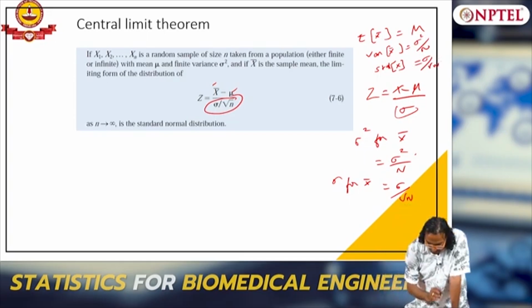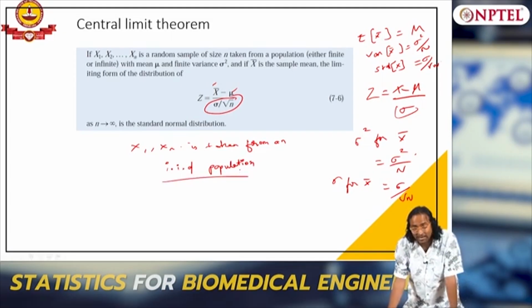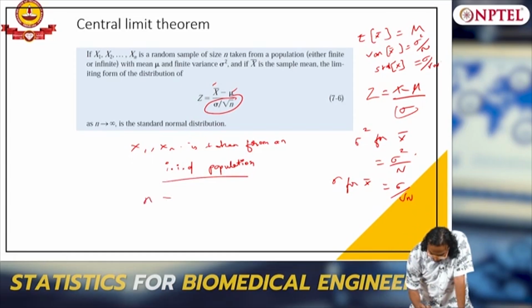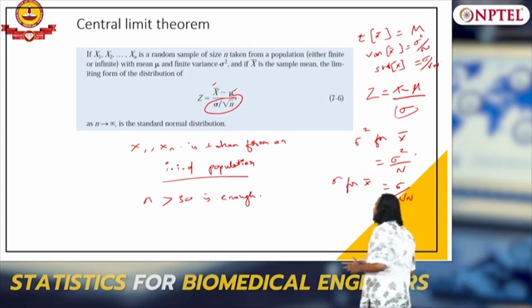So, there are catches to it. The population, so what do we do? x1 to xn is taken from an IID population. I told you in the last class what is IID. So of course this x1 to xn is taken from an IID population. N typically greater than 30 is enough. You do not need infinite samples. Okay. So what are we saying?